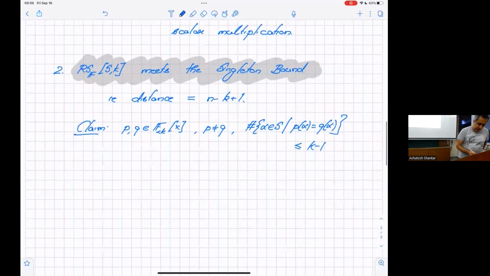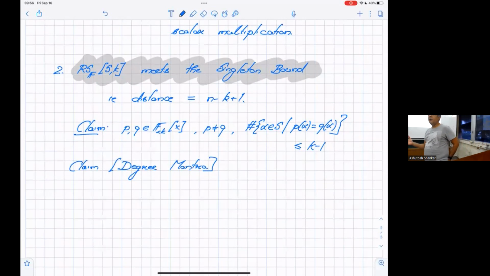And this claim itself will be proved by a further claim, which we will be using repeatedly all over again for the degree mantra. We'll see if we can prove this also later on, but for now, basically, if you take a degree R polynomial over a field, it can have at most R roots. This is where the field is important. It's not true over a ring.